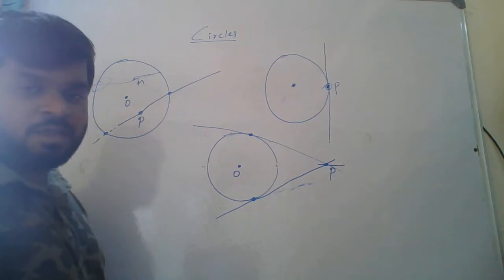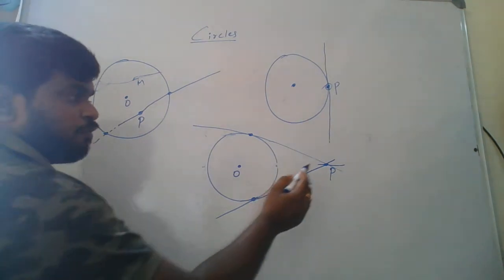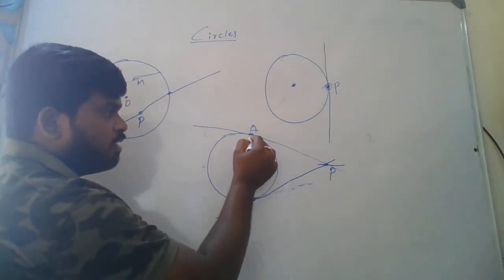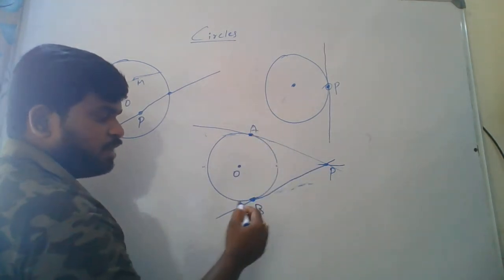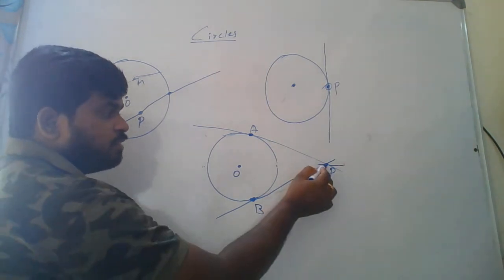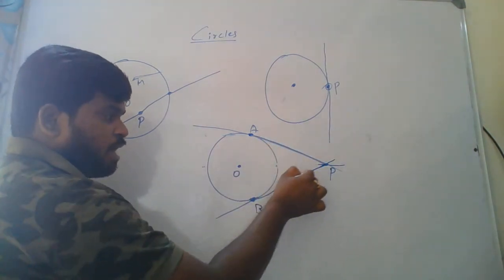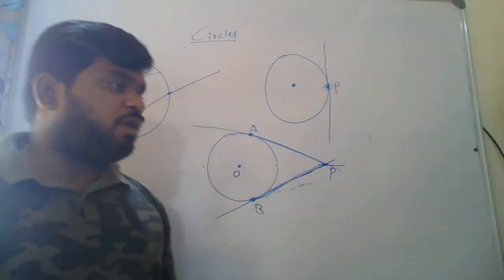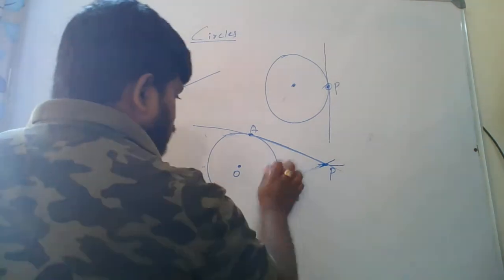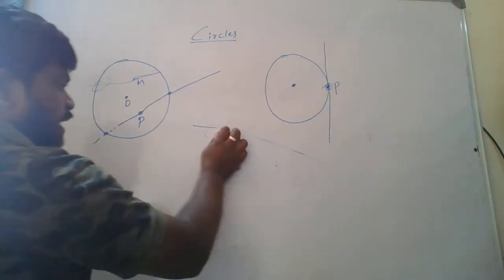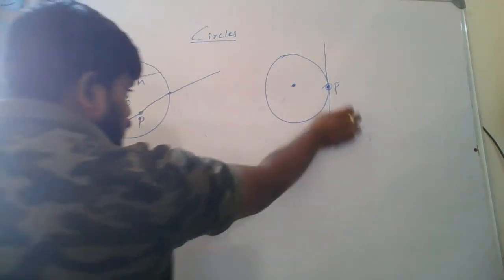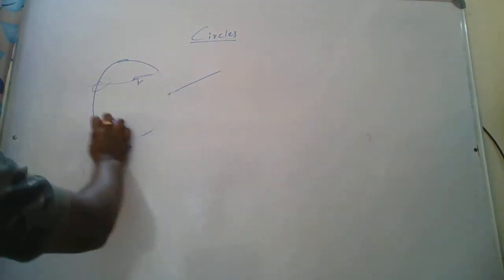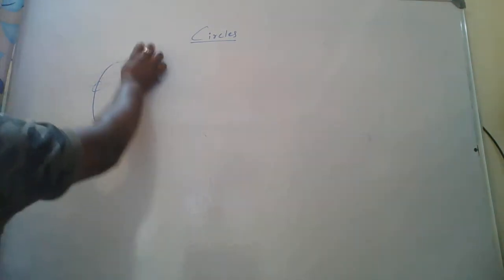What is the theorem? If you observe, from a point outside the circle, I can draw two tangents. Let me name this A, the point of contact. This is B, the point of contact. This length PA and this length PB will be equal. That is the theorem that we are going to prove. So let's take down theorem number 2. It is based on the tangents drawn from an external point, isn't it?